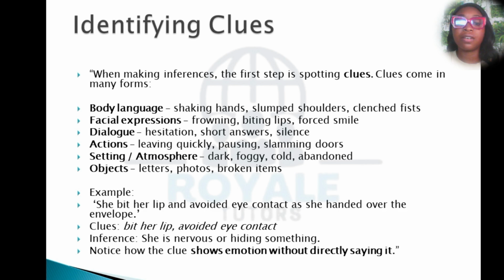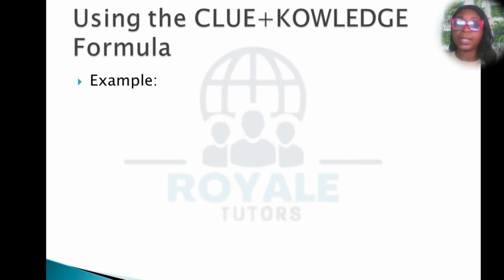Now for this one, it says she's nervous or hiding something. So it could mean that the person is nervous or hiding something. That is why she bit her lip or avoided eye contact. All right, and then we move on from there. Now notice how the clue shows emotion without directly saying it. So it's not directly stated that she's nervous or hiding something. Instead, we are provided with clues which give us the idea of what the answer actually is. Okay, so we move on.